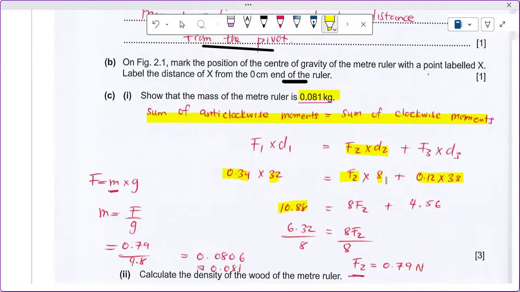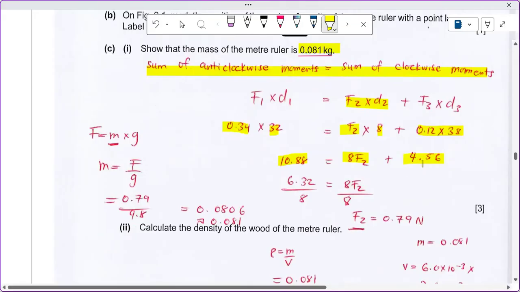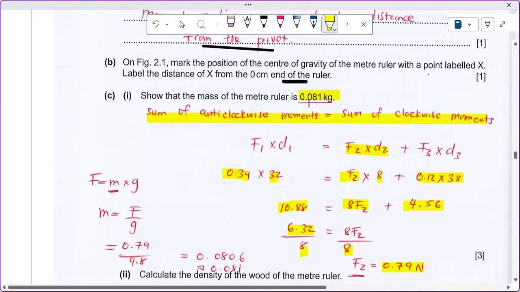And here F2 multiplied by 8, I'll get 8F2, plus now here 0.12 multiplied by 38, I'll get 4.56. Collect your like terms, which means now subtract 4.56 on both ends. You'll end up with 6.32 on this end, and then only 8F2 on this end. Then you must divide both sides by 8, as you can see. And then we end up with a force of 0.79. But this is not the final answer because they said we must show that the mass is that.